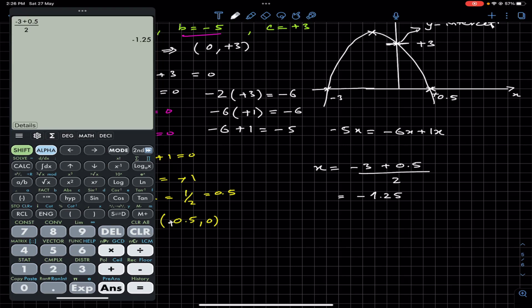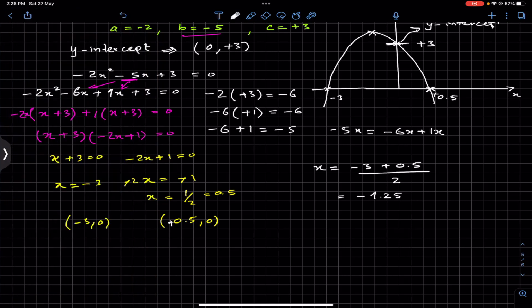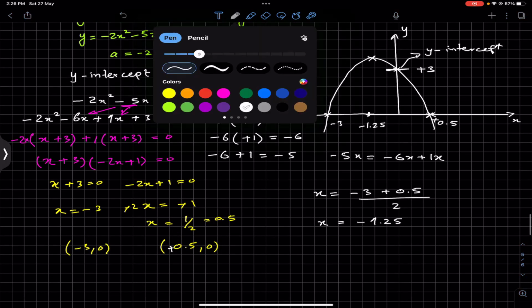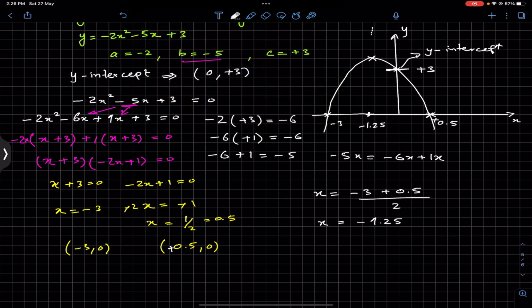So minus 1.25 is somewhere here. And this is x equals minus 1.25. If I plot x equals minus 1.25, this will be the line of symmetry, somewhere here.